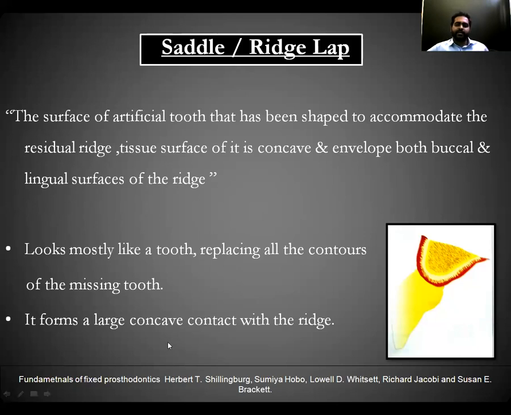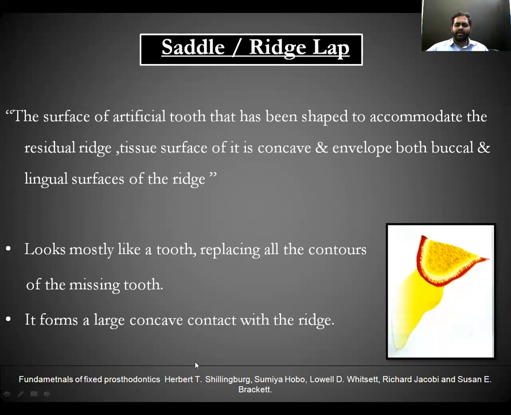The first contact is the ridge lap contact. Basically, it covers both areas of your ridge, from the anterior side to the posterior side. It is concave in shape. It envelops both sides, the buccal and the lingual, of the ridge with the help of a ridge lap or saddle type of contact. It looks like natural teeth. It replaces all the contours of the missing teeth.